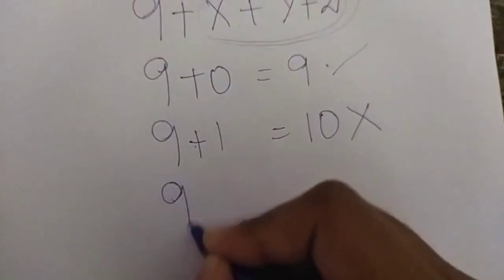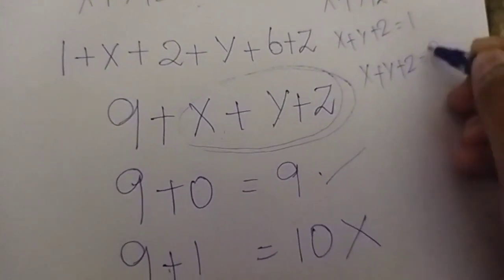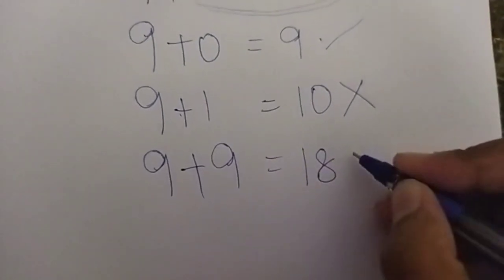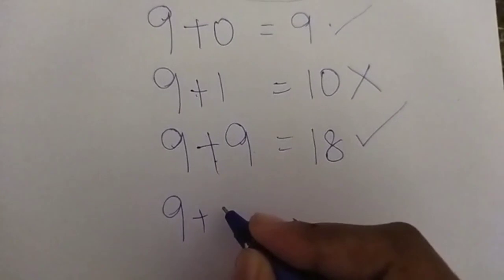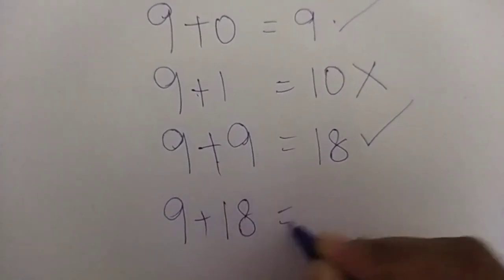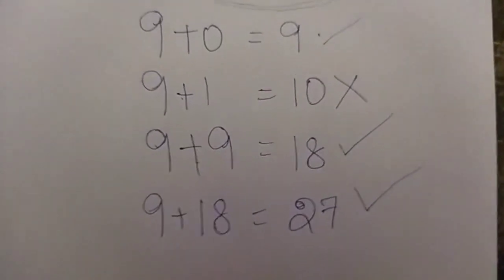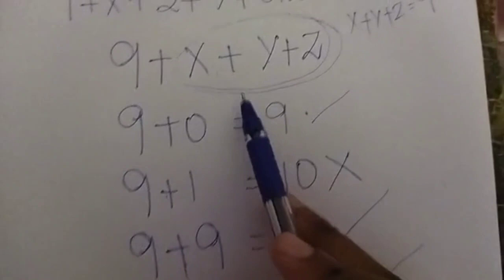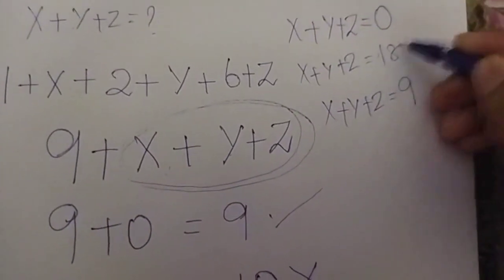If I put x plus y plus z is equal to 9, I get 9 plus 9, 18. 18 is divisible by 9. Now if I put x plus y plus z is equal to 18, I get 27. 27 is also divisible by 9. So the possible values of x plus y plus z are 0, 9 and 18.